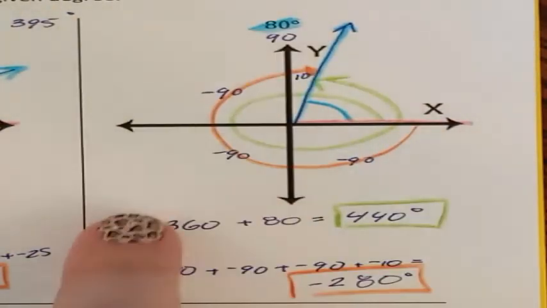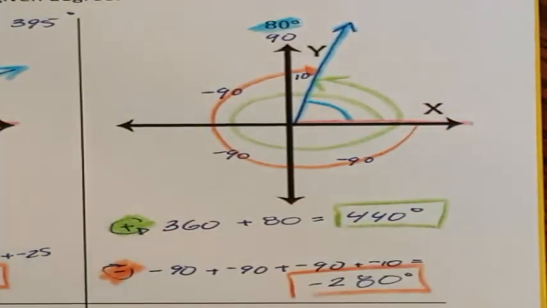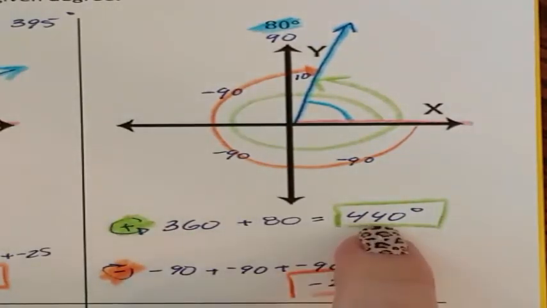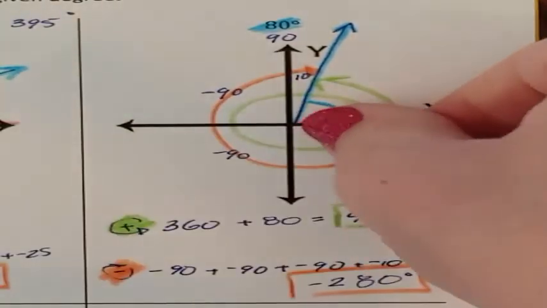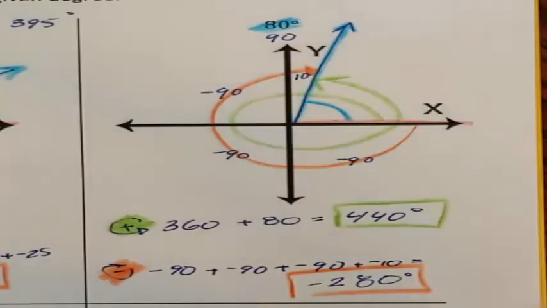So all three of these degrees are coterminal. 80 is the same exact angle measure as 440 degrees, which is the same exact angle measure as negative 280 degrees. All of these angle measures land you on the same exact blue line. They just travel different pathways to get there.